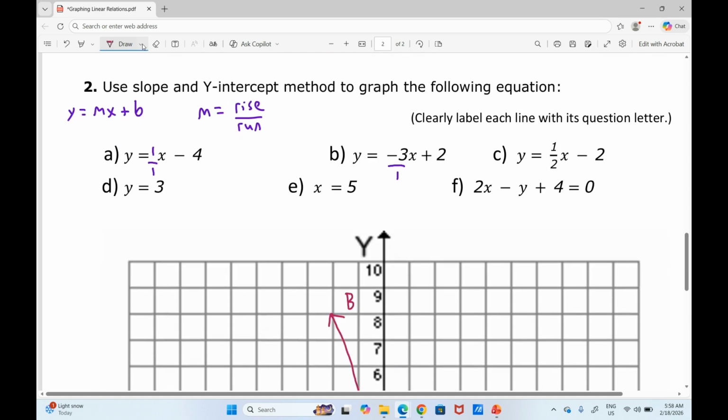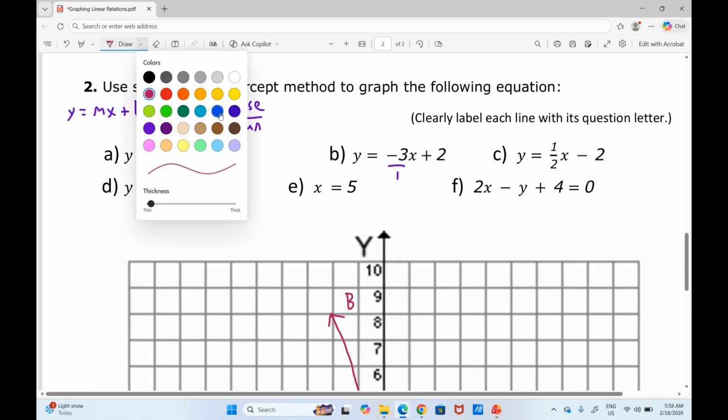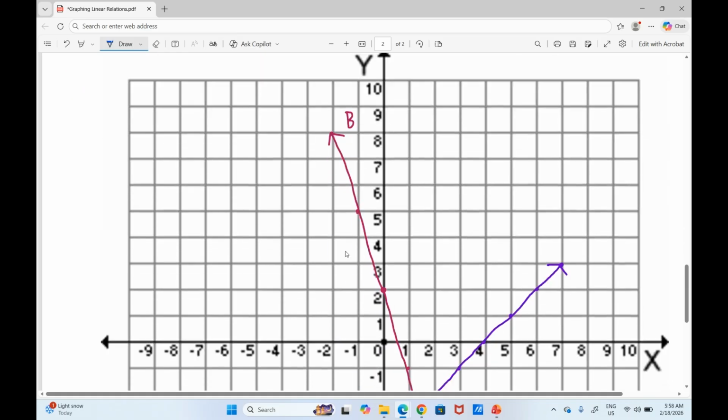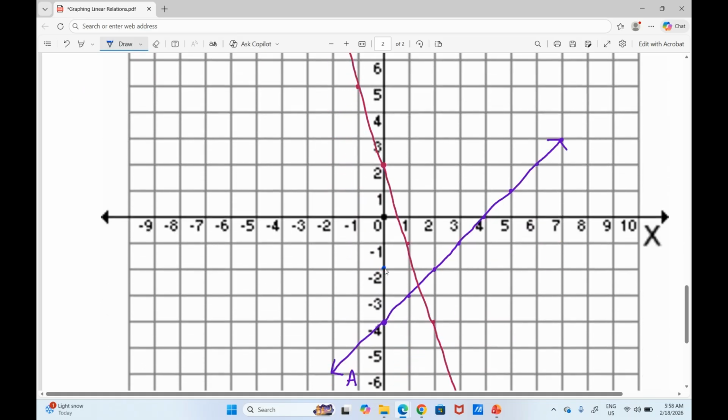Now for C, let's make it a blue color. Looks like my rise over run is I rise by 1, go across by 2, and I'm starting at -2, my y-intercept. So rise by 1, across by 2, rise by 1, across by 2, and so on. Let me draw that arrow there.